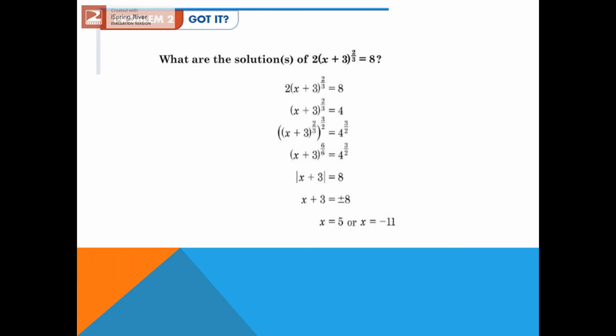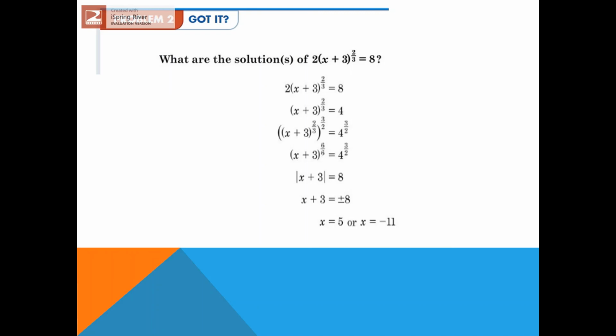From the equation, we have 2 times x plus 3 raised to 2 over 3 equals 8. Simplify. Since we have 2, we need to divide it by 2. 8 divided by 2 is 4. x plus 3 raised to 2 over 3 is equal to 4. Now, since we have rational exponent 2 over 3, get the reciprocal of it. And that is 3 over 2. So put 3 over 2 on both sides of the equation.